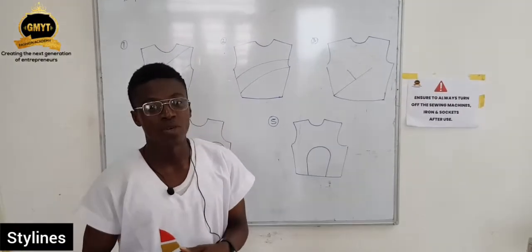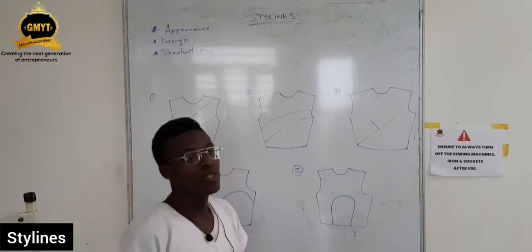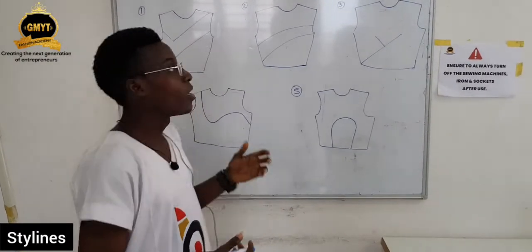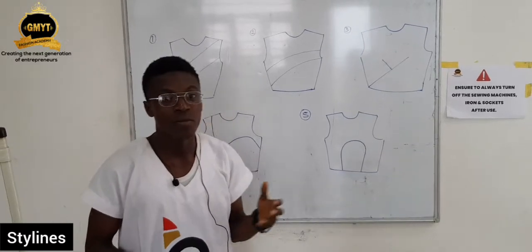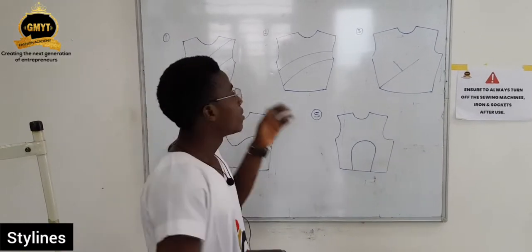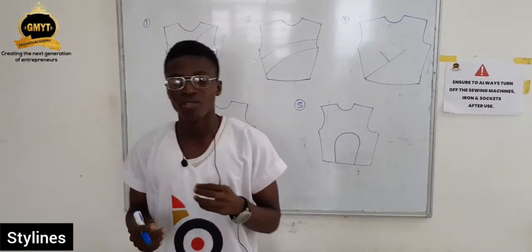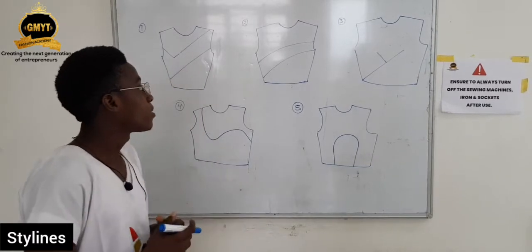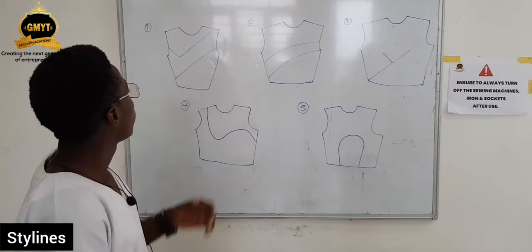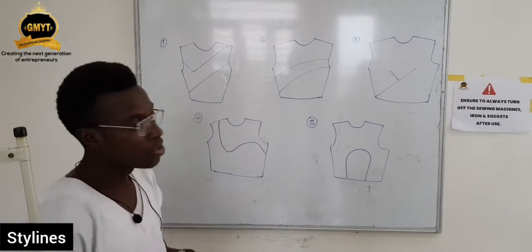Today we'll actually be working on style lines. Our topic for today is style lines. When we talk about style lines, we talk about the form at which appearance, design, and production is being made through lines on your outfit, on your clothing, right? So now, looking at the board here, we have 5 different style lines which we'll be working through.